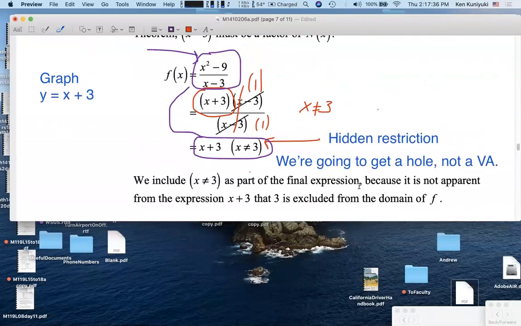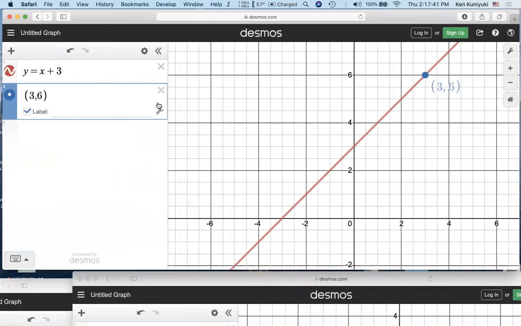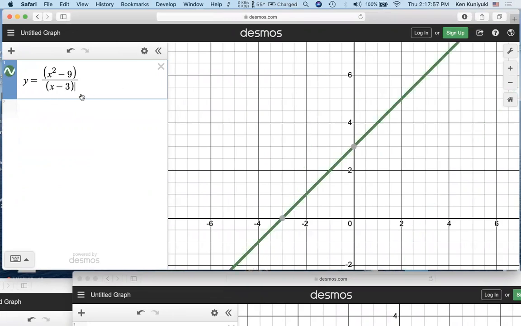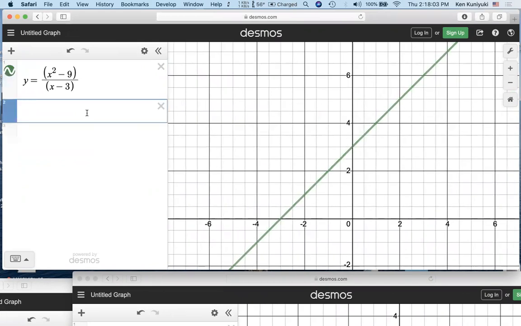Now, by the way, you're smarter than Desmos. If you ask Desmos to graph y equals, parentheses, x squared minus 9 over, parentheses, x minus 3, what happens? Okay, I'm putting the parentheses to be safe. Now, wait a minute. You might be saying, well, hey, this just looks like the line y equals x plus 3. So Desmos might be tricking you here. But you know what? This is why you need a human operator. Desmos is not being honest with you.